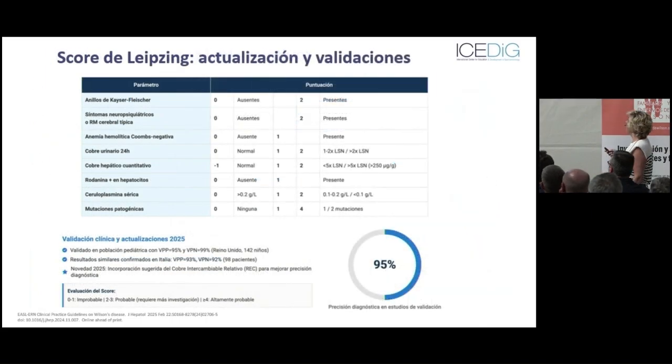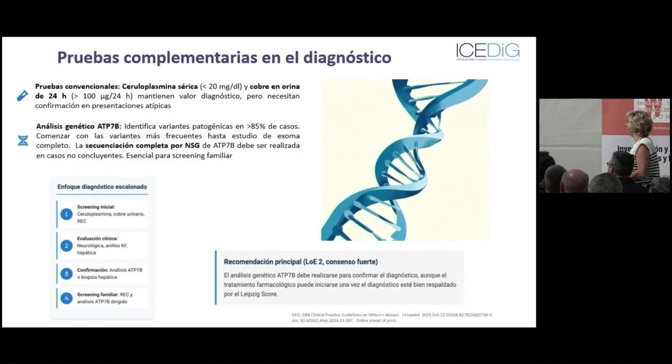And then this would be the Leipzig score, which is the diagnostic pillar that was already back in the 2012 guidelines, which includes chemical, biochemical parameters, imaging, and you see the accuracy in diagnosis is 95%, and if the score is 4, you have to start as soon as possible, and this has been worked on especially in the pediatric patients.